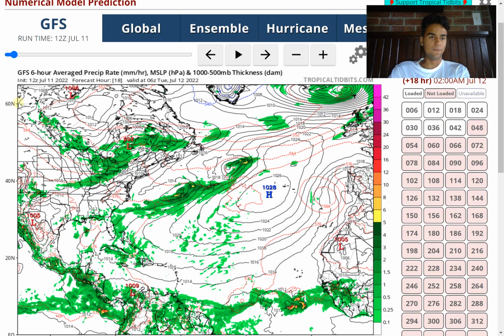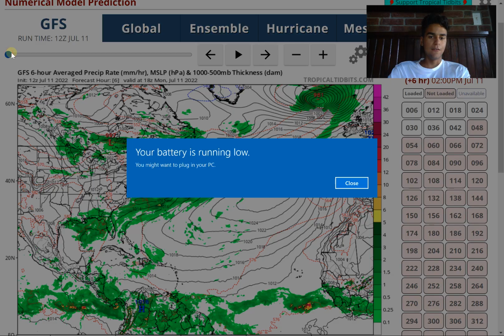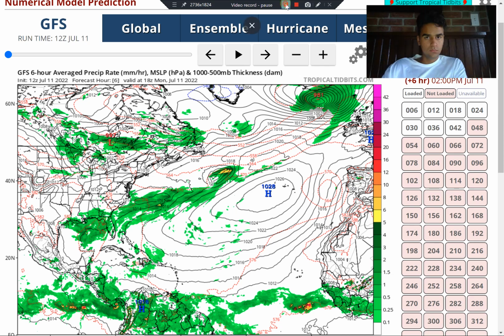So if I were to show you guys, you see that there's a decent amount of moisture, but we do see moisture along the Gulf Coast. If this were to develop, it will develop very close along the Gulf Coast. So that's something to pay very close attention to as well, to really determine if this will develop or not.